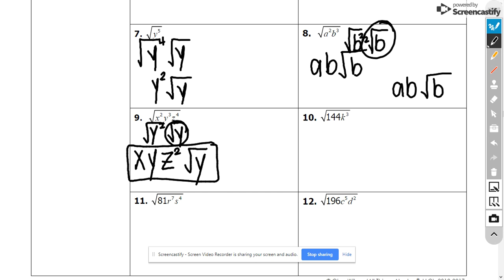Okay. All right, let's add a number to it. So what is the square root of 144? I have 12. And then I have k3. So I know I have k2 and k.